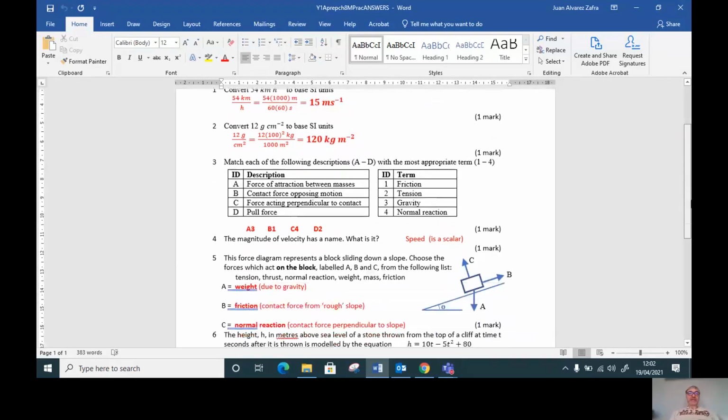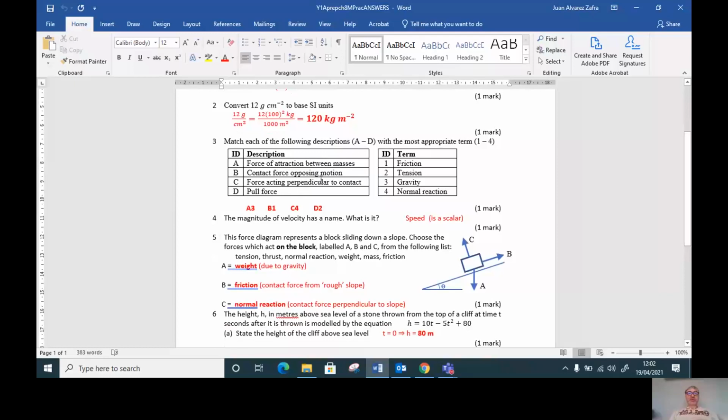Okay. Question 2, we need to describe and match some terms with the descriptions. So what is friction? Friction is essentially a force that opposes motion, or a contact force that opposes motion. So B is 1. And then for tension, tension is a force that pulls, like a string or a spring.